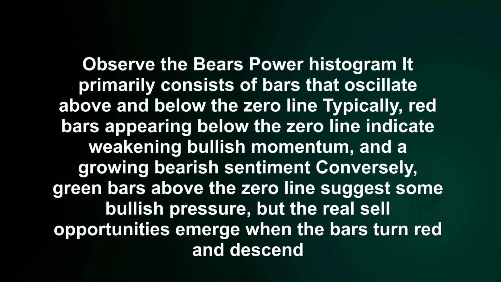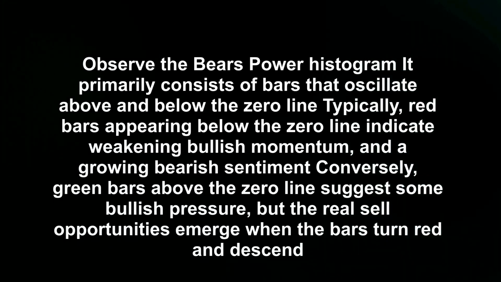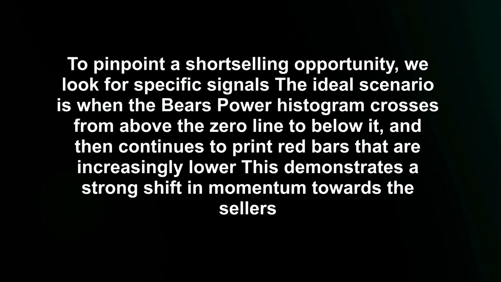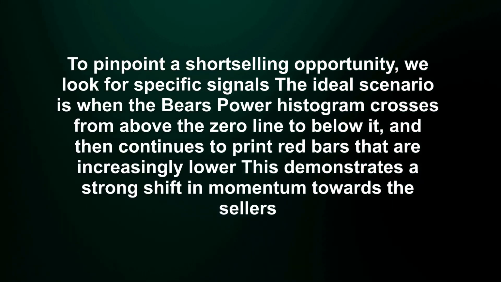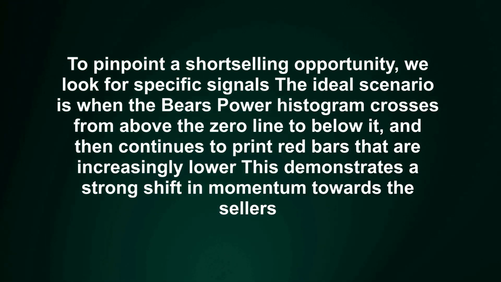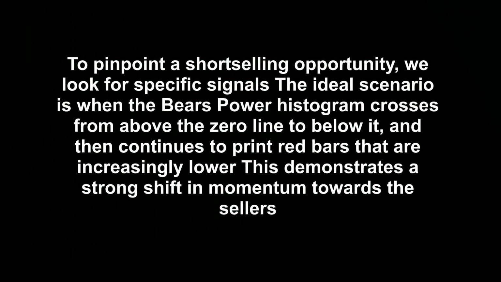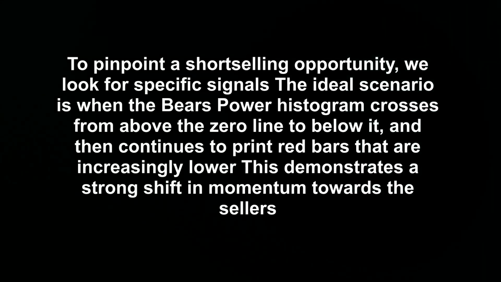Conversely, green bars above the zero line suggest some bullish pressure, but the real sell opportunities emerge when the bars turn red and descend. To pinpoint a short selling opportunity, we look for specific signals. The ideal scenario is when the Bear's Power histogram crosses from above the zero line to below it, and then continues to print red bars that are increasingly lower. This demonstrates a strong shift in momentum towards the sellers.